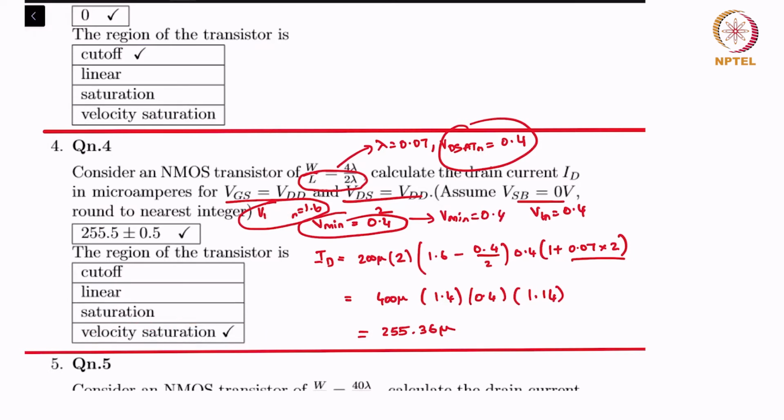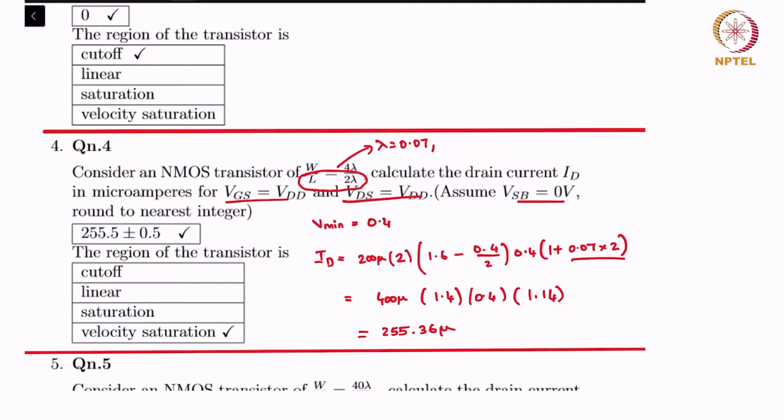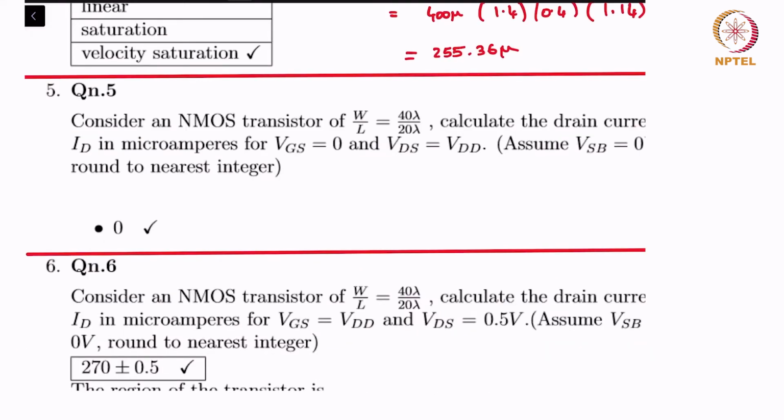Now substituting this in our equation for the drain current, we get the drain current expression like this: Kn prime W by L, VGS minus VT minus Vmin by 2 times Vmin into 1 plus lambda VDS, right? And so the drain current comes out as 255.36 microamps.